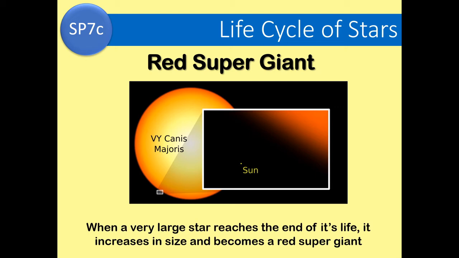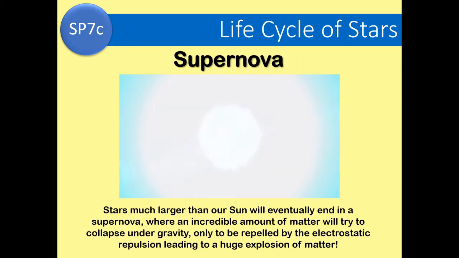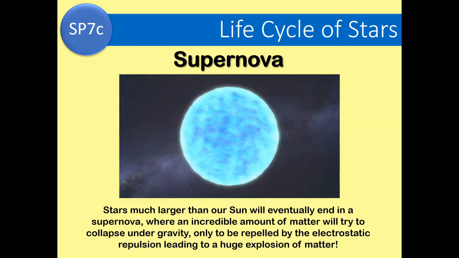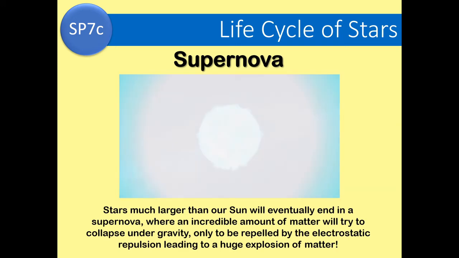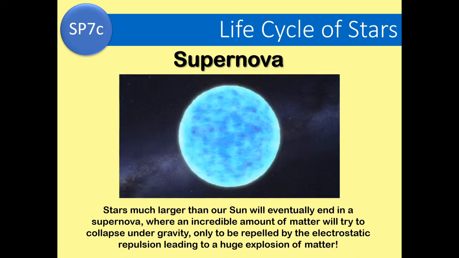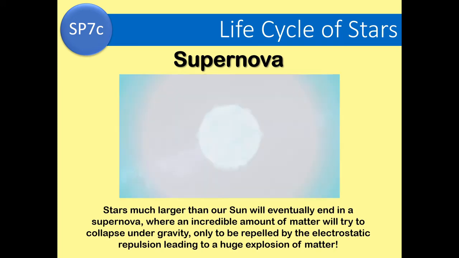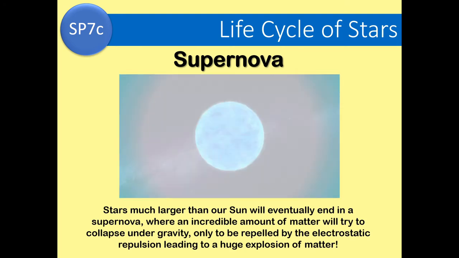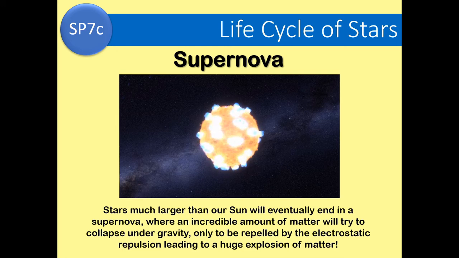Now, rather than forming a white dwarf and then a brown dwarf and then a black dwarf, these stars will go into what's called supernova. So these will eventually release an incredible amount of matter that will collapse under gravity and then be repelled by electrostatic repulsion. So you think all of those nuclei are going to be pushed together due to gravity and then repelled apart due to their like charges. This leads to a huge explosion of matter, and supernova, some of the largest explosions in the universe.